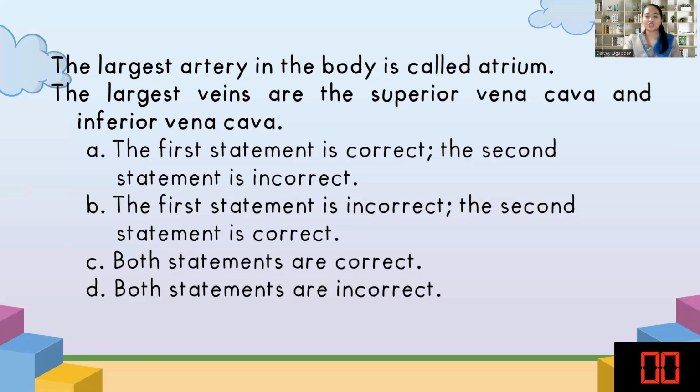Okay, so let's check the first statement. The largest artery in the body is called atrium. Is this true or not? What do we call the largest artery in our body? We call that one the aorta. And then the second statement says the largest veins are the superior vena cava and the inferior vena cava. Is this true? Yes, this is true. So the answer to this one is letter B. The first statement is incorrect. The second statement is correct.